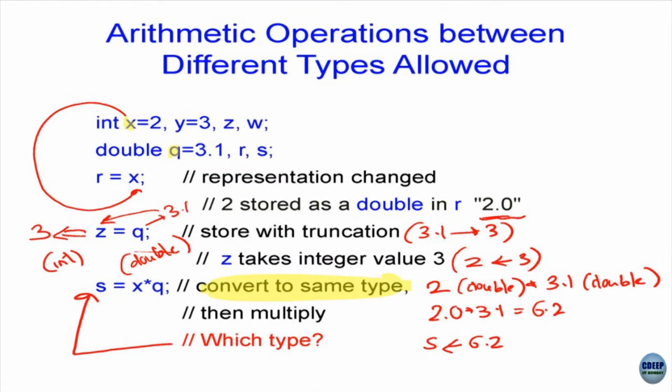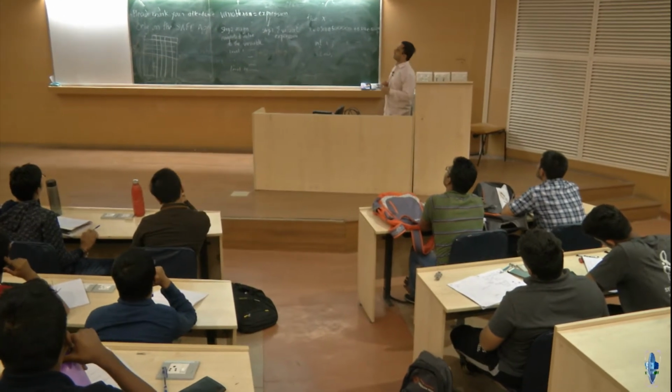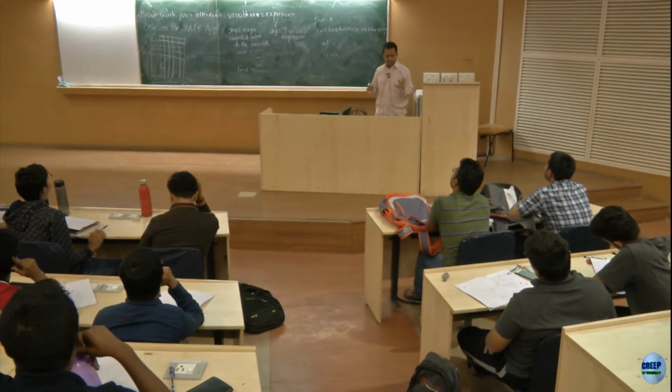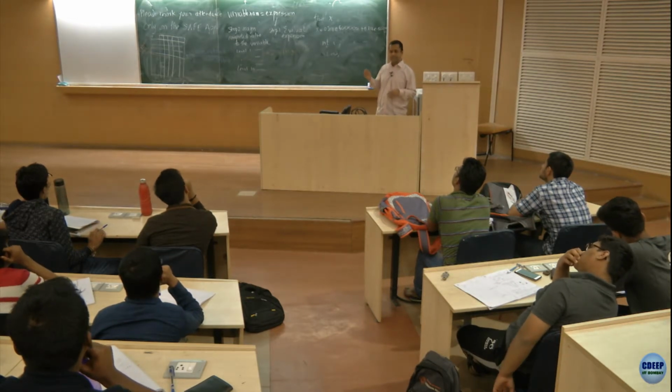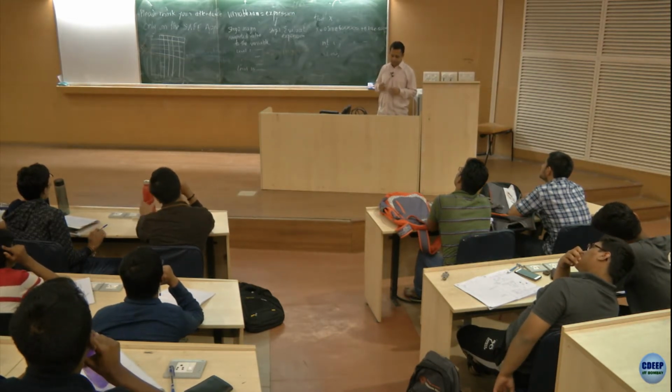Now some of you asked, what about assigning an integer value to a char? What will really happen? Okay, now we are getting into that field, looking at arithmetic operations between different types, and they are allowed. Arithmetic and assignment operations included. So int x equals 2, y equals 3, z, w are ints, uninitialized. R and S are also double precision values, uninitialized.